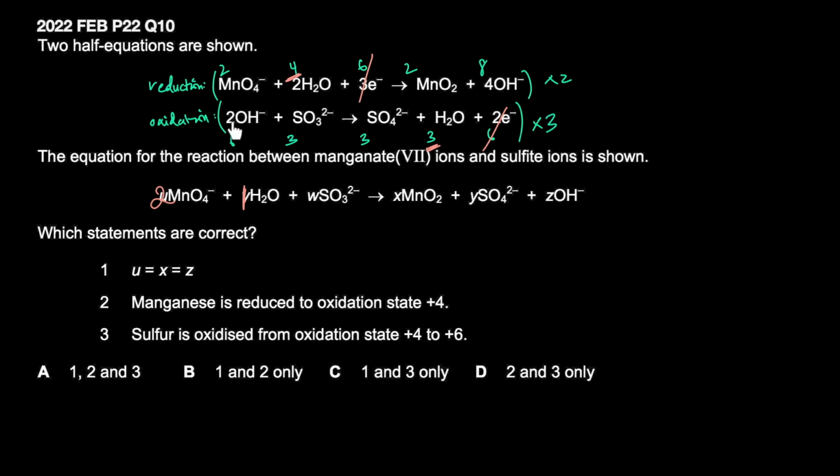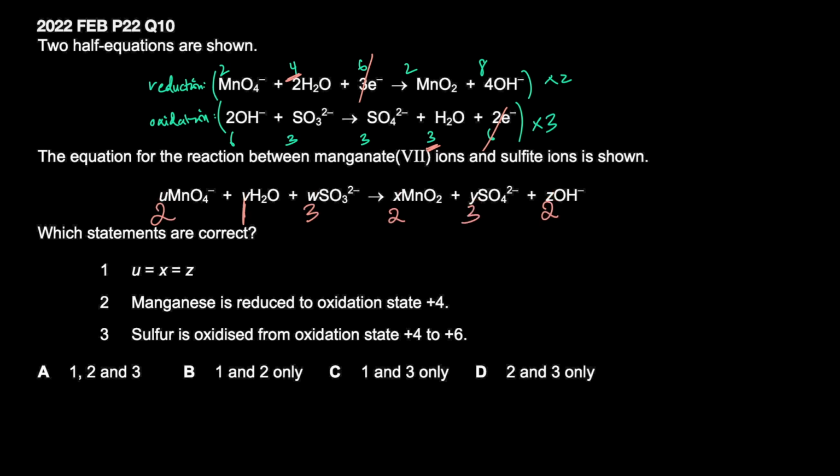Then we have 6OH minus on the left and we have 8OH minus on the right. So if we add these together, we get 6 on the left, 8 on the right. So there's a net 2 OH minuses on the right. So that becomes 2 OH minus. And then for sulfite, we have 3. And then we have 2 MnO2 and then we have 3 sulfate.